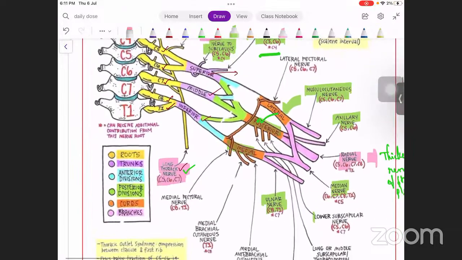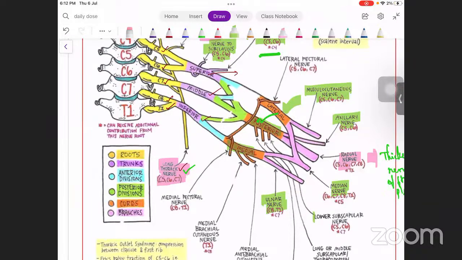So far these are the important ones, people. I will tell you the nerve, and you have to tell me the nerve roots. Musculocutaneous nerve, it's C5, C6, C7. While the axillary nerve, it is C5 and C6. While the radial nerve is C5, C6, C7, C8, and T1. And median nerve is C5, C6, C7, C8, and T1.